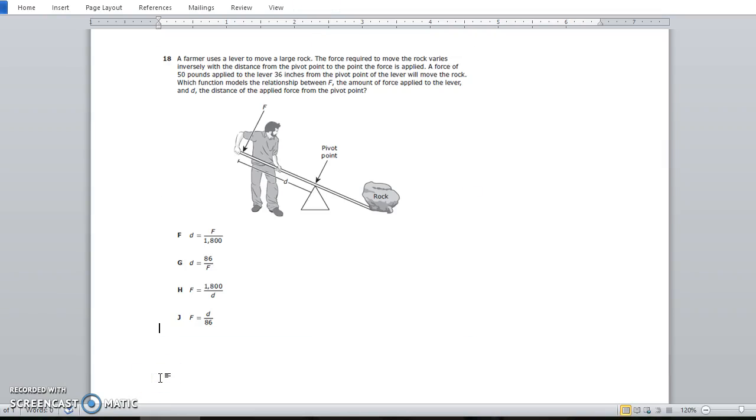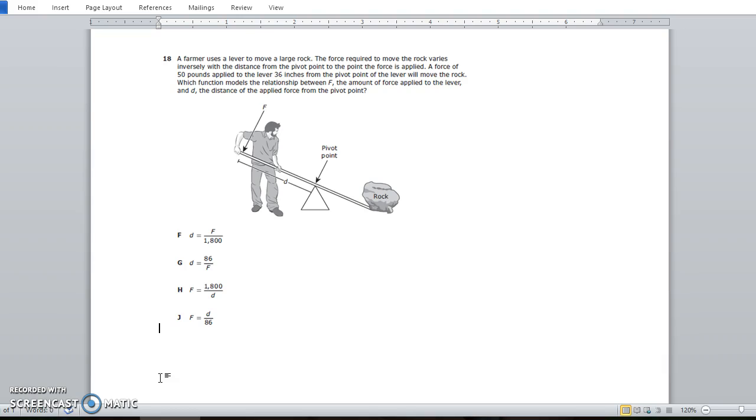18. A farmer uses a lever to move a large rock. The force required to move the rock varies inversely with the distance from the pivot point to the point the force is applied. Alright, so this is a lot of physics stuff. We really don't need to know any of this. They're just giving us context. So these are all things that can distract us, but let's continue focusing on what we're doing.